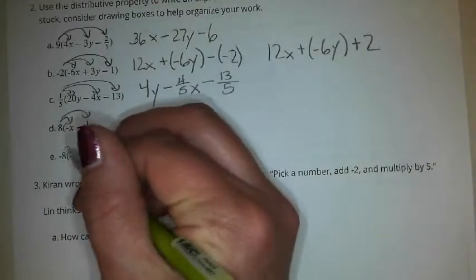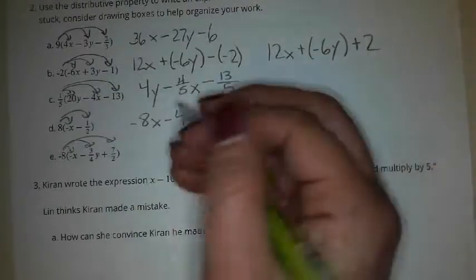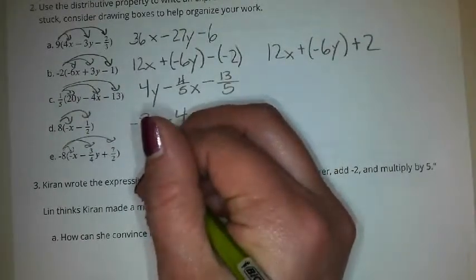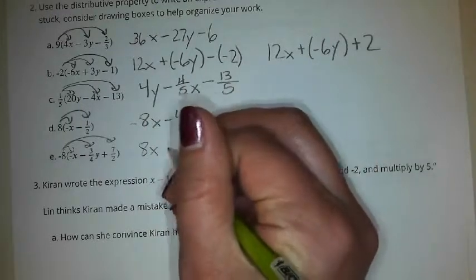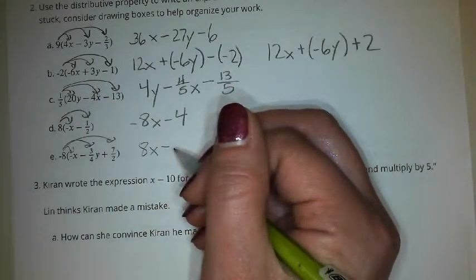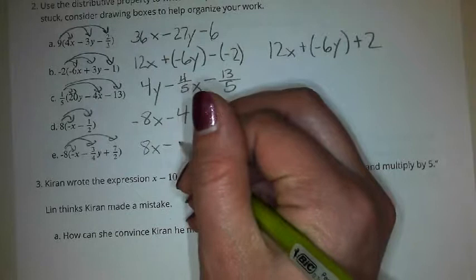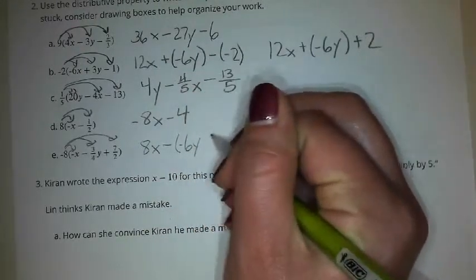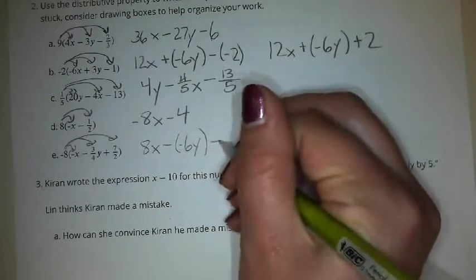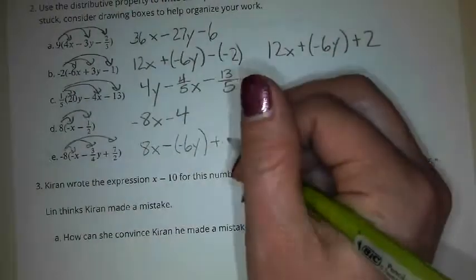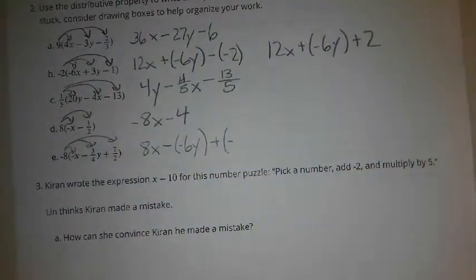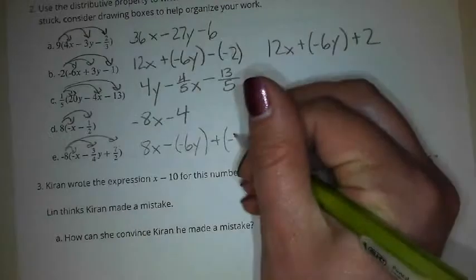And for E, again, multiplying throughout here, negative 8 times negative x would give me a positive 8x minus negative 8 times 3/4. So I'm taking 8 times 3, which is 24, and then I'm dividing by 4, which is 6. So that'd be a minus a negative 6y plus, we're going to have a negative here, so I'm taking 8 times 7, which is 56, and divided by 2, which is 28.